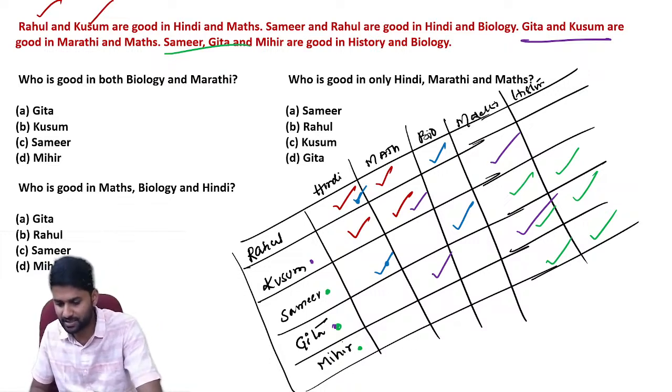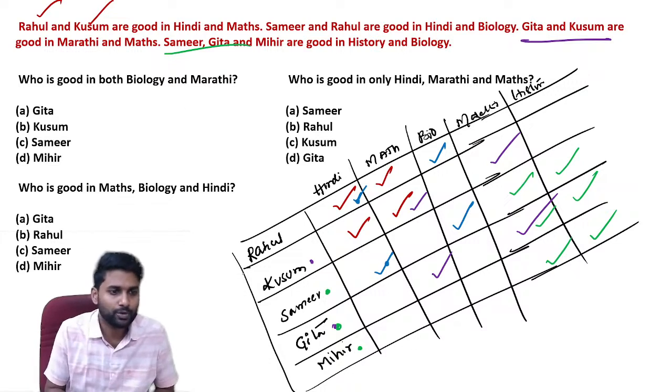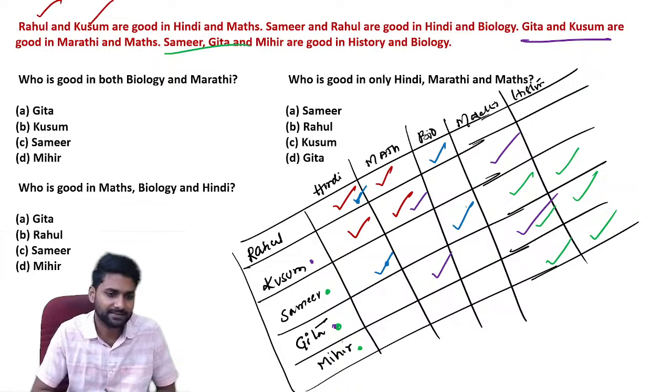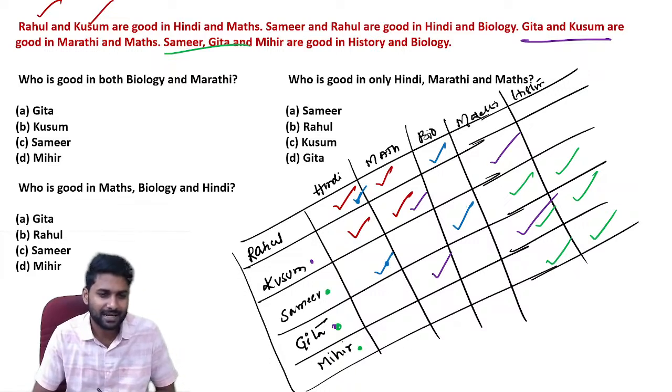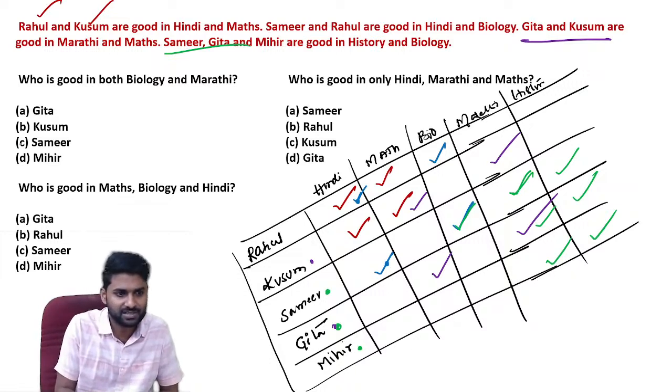Let's check with this question and answer it. Who is good in both biology and Marathi? So choose your answer. See, we have Rahul. Is Rahul good in both biology and Marathi? If we check, Rahul is not good in Marathi. Kusum is not either. So Samir is good in both biology and Marathi, and there is no other person. That's why you can choose Samir as your answer.